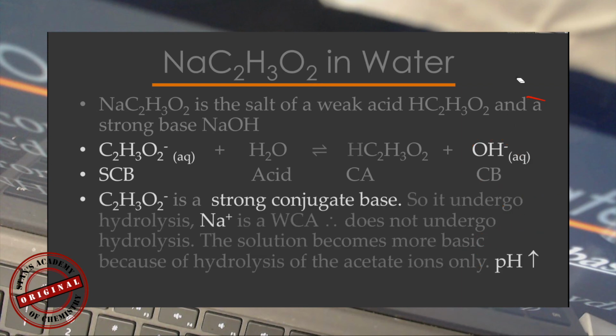C2H3O2 minus is a strong conjugate base. It undergoes hydrolysis. Na positive is a weak conjugate acid, does not undergo hydrolysis. The solution becomes more basic because of the hydrolysis of the acetate ions. So this is the answer expected when you're asked a question like this. So you can be very precise about what you're writing. I hope you understood the reasoning behind what we have done.